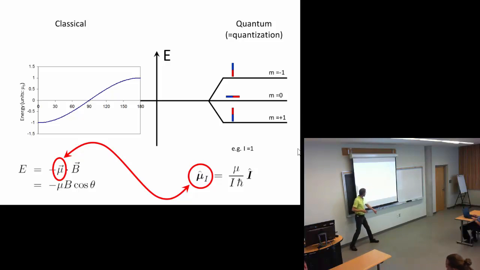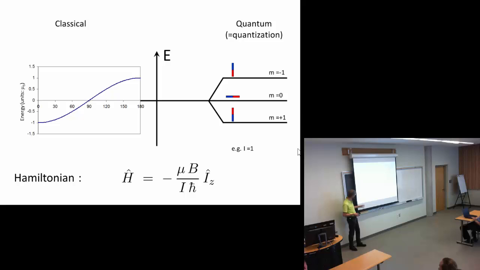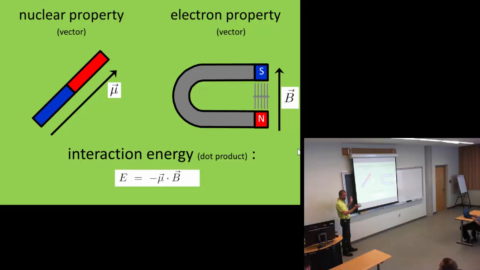You have this I operator, which makes the dot product with the magnetic field. If you take your z-axis along the magnetic field, you have only the z component. I quickly rush through this small derivation, and the result is that the Hamiltonian for the system is a scalar property times this z component of the spin. That is almost everything there is to say about the magnetic hyperfine interaction.